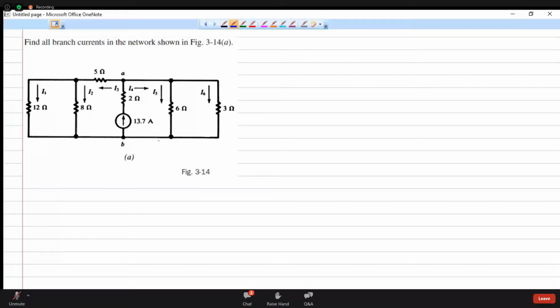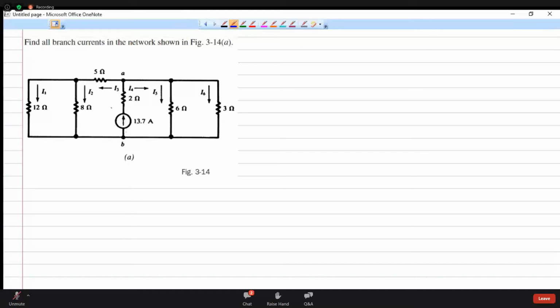So how will you start this problem? Where to start? With node A. How many sources are there? One source is there. Is it a current source or a voltage source? Current source. Is it a dependent or independent current source? Independent. It is an independent current source because we see the symbol here. It's a circle and we see the direction of the current also.